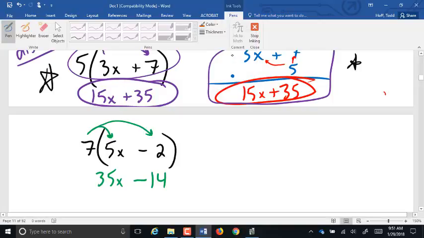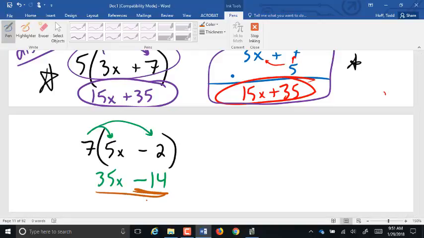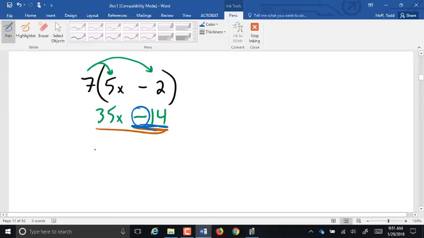Now you'll notice also that I've been kind of going interchangeably between a negative and a minus here. Because remember, an operation operates on the number that comes after it. So when I see this subtraction here, that goes with the 14 that comes after it. So that means, remember, if we go back to what we discussed last week, subtraction becomes plus the opposite. That means plus a negative 14. It's just shorter to write it as 35x minus 14.